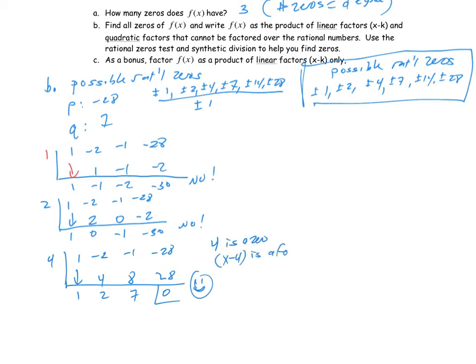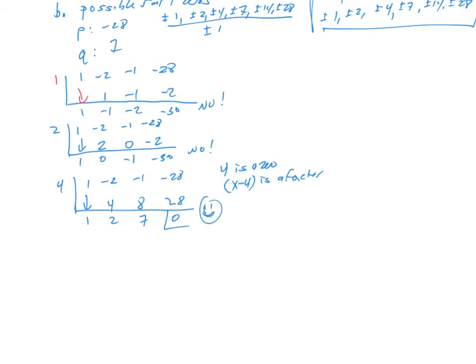factor. And we can also begin factoring this polynomial because we know that x minus 4 is a factor of f of x. That's the factor we just confirmed. And then we can use the coefficients of the quotient, those are the coefficients of the quotient, I should say. And it's going to be second degree because we started with the third degree. So this will be x squared plus 2x plus 7.